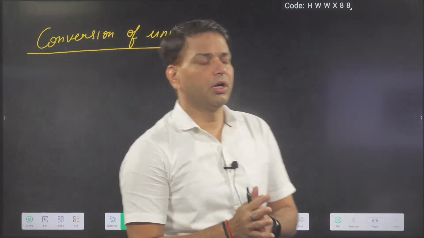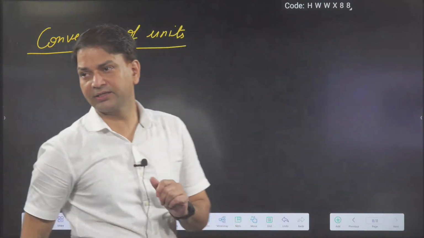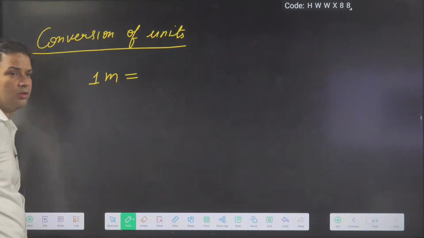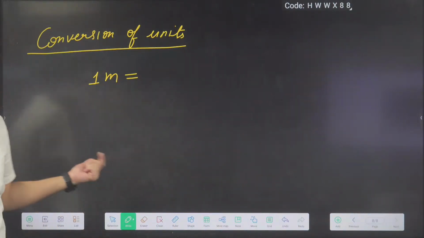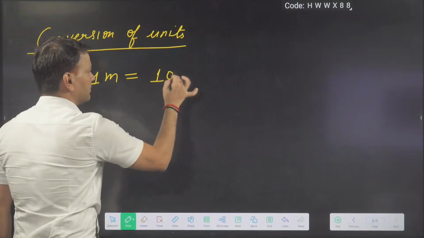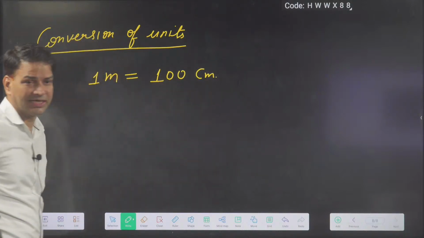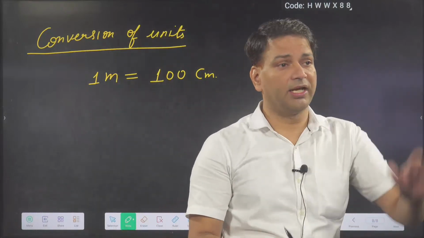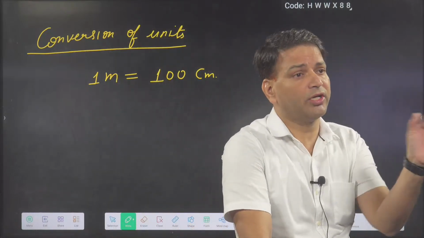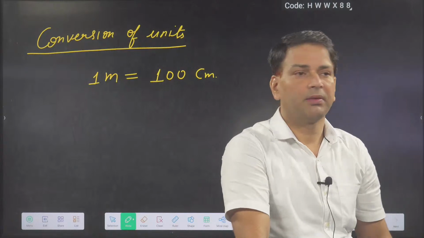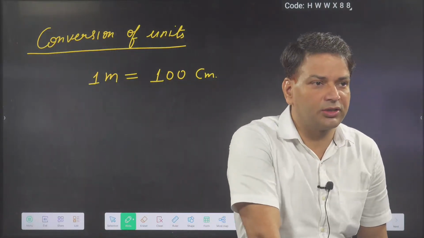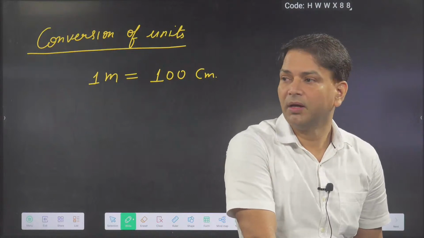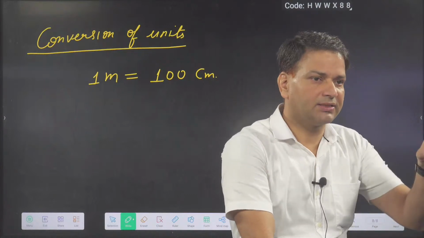Okay, so suppose I am asking the relation: 1 meter is equal to how much centimeter? Then you will say 1 meter is equal to 100 centimeter. Okay. Now if you see this relation, is meter the larger unit or is centimeter the larger unit? Meter is the larger unit.